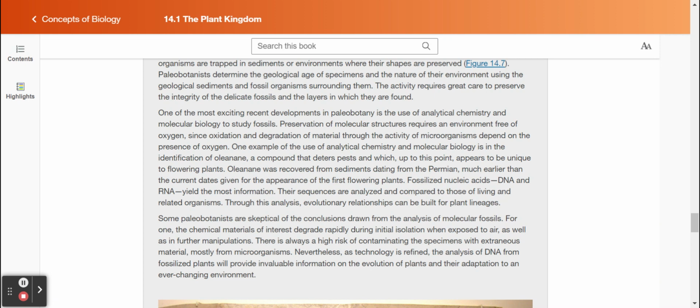Fossilized nucleic acids, DNA and RNA, yield the most information. Their sequences are analyzed and compared to those of living and related organisms. Through this analysis, evolutionary relationships can be built for plant lineages.